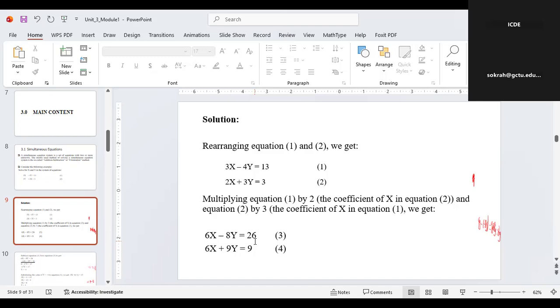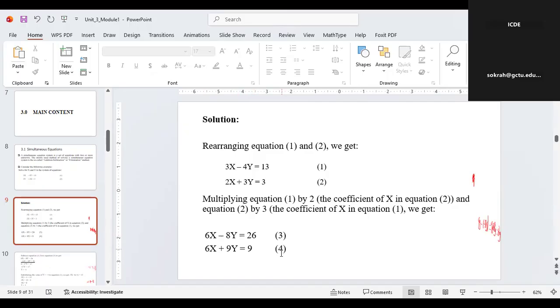So you now see that from equation 3 and 4, the coefficients of x in both equations are the same. So once they are the same, you can now eliminate x. If you decide to subtract one of the equations from the other, the x will vanish. So I chose to subtract equation 4 from equation 3.